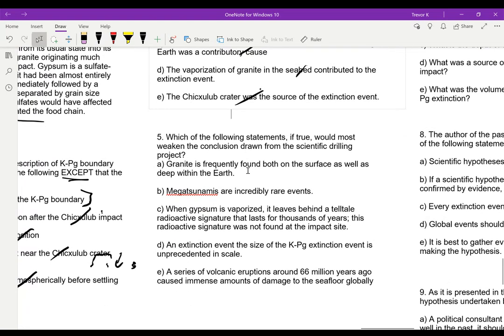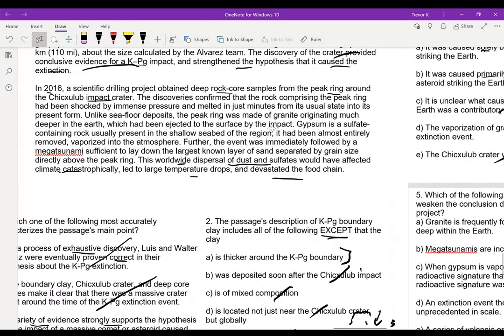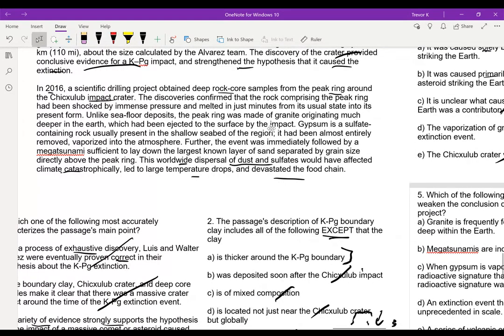So yeah. All right. Which of the following statements, if true, would most weaken the conclusion drawn from the scientific drilling project? All right. Let's address this like a logical reasoning question. So first, identifying my conclusion. Okay. So scientific drilling project. Yeah. Obtained deep core rock samples. So this discovery is confirmed.